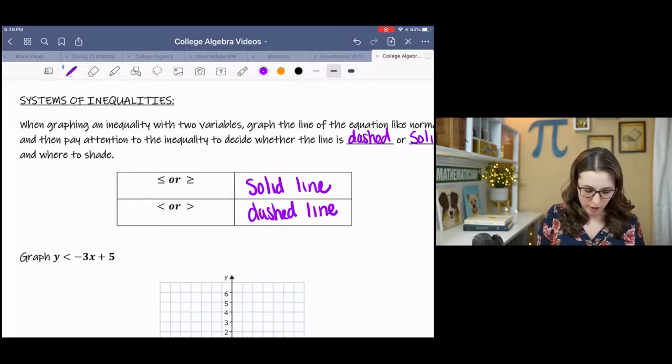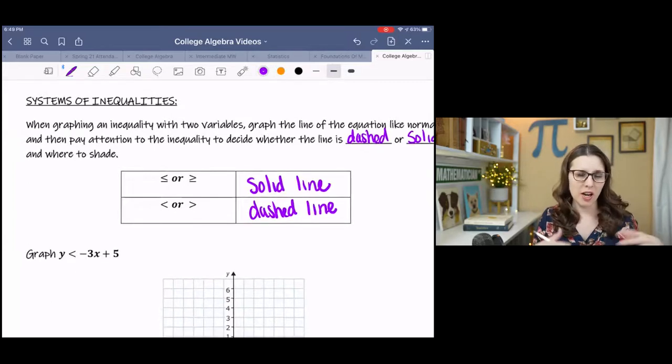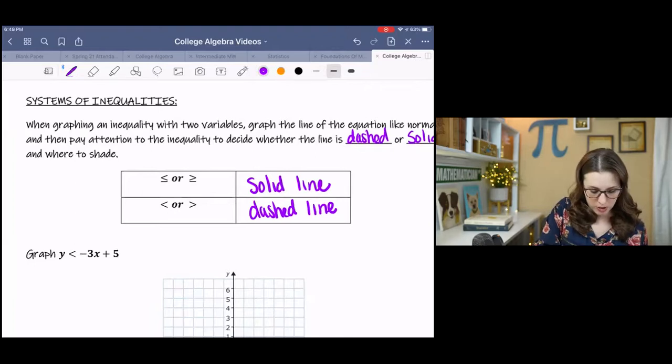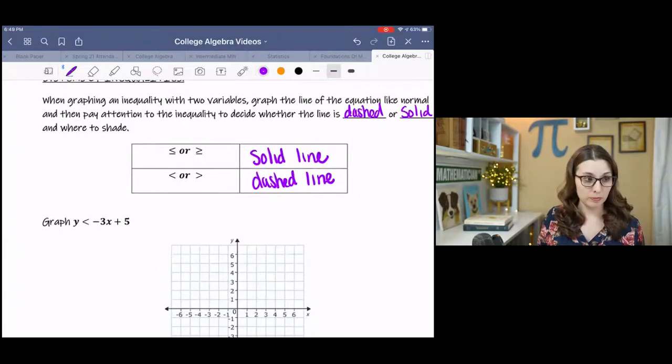And so let's graph one inequality just to review how to graph. This inequality is in slope-intercept form. Our slope is -3 and our intercept is 5. So I'm going to graph my line like normal.